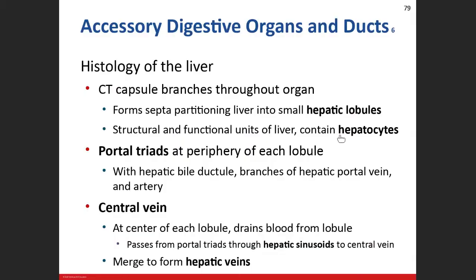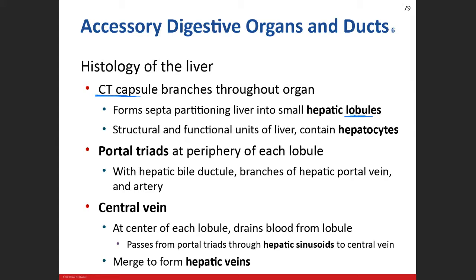Okay, so a couple things to discuss about the histology of the liver. Remember I was telling you about the CT capsule? It invaginates into the tissue, and it's going to divide the liver up into hepatic lobules. We saw something similar to that with lymph nodes, where they were divided up into lymphatic nodules. So these hepatic lobules are the functional units of the liver, and the cells of the liver, the hepatocytes, are the cells that produce the bile too. We're going to talk about their role here.